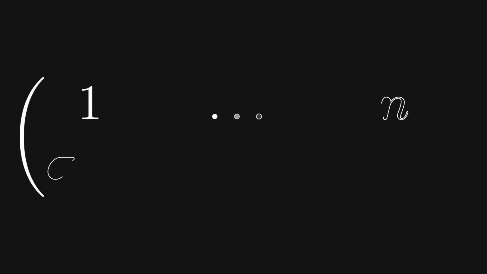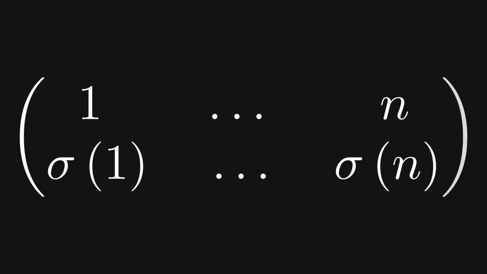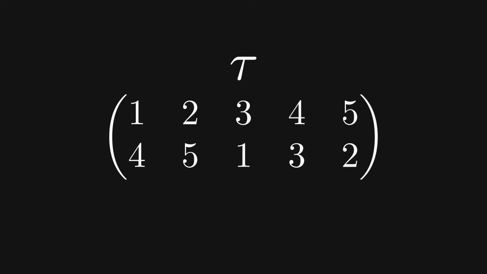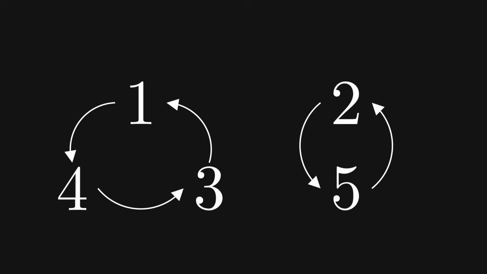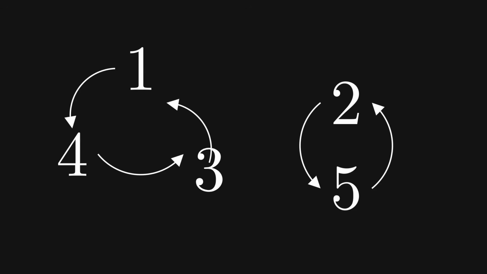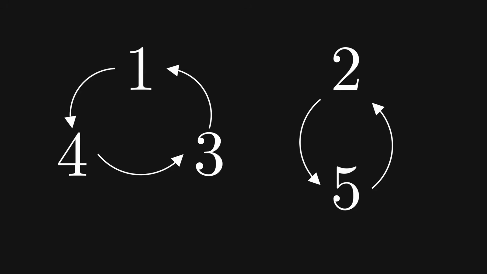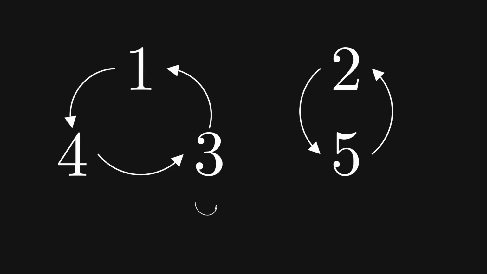A permutation is often expressed, when n is relatively small, in this matrix notation, where the first row contains the numbers from 1 to n and the second row contains the image of each element under the permutation at hand. Often in permutations, much like the permutation tau on screen, some elements keep looping to each other when repeatedly applying the permutation, forming a cycle. These are in fact sub-permutations occurring within the original permutation and are accordingly called cycles.